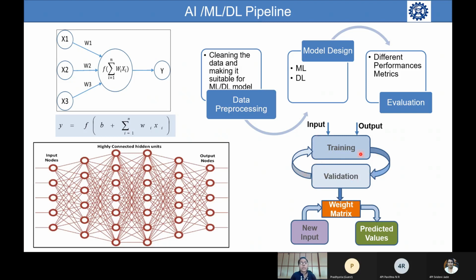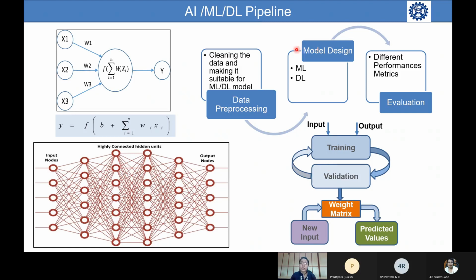And once the model is trained, you will get these values of weights, and when you give the new data, these weights can predict them. So this is how we will build the model. And here during the training, different types of algorithms can be used based on what problem we are solving.